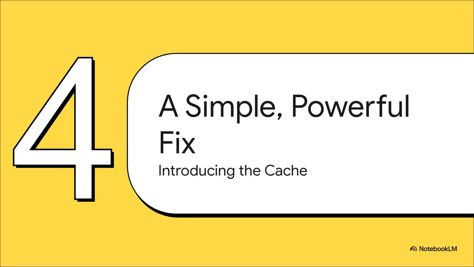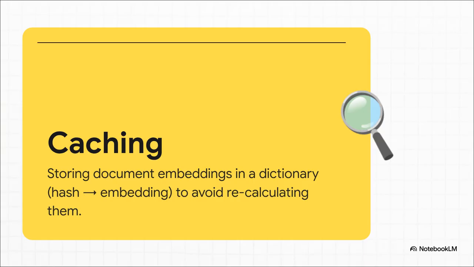Okay, so we've nailed down the problem. We're wasting a ton of time and money recreating these embeddings over and over. So now for the fix. And trust me, it's beautifully simple. The solution is caching. That's it. All we're going to do is save the embeddings we've already made. You can just stick them in a simple Python dictionary right on your local machine. So the next time the system sees a document it's seen before, it doesn't have to call that pricey API. It just says, oh, I've got this one, and pulls it from the cache.